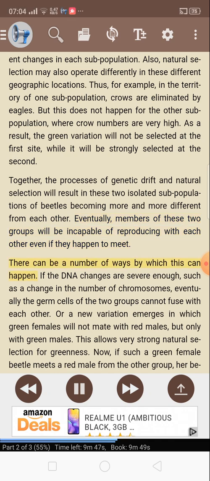There can be a number of ways by which this can happen. If the DNA changes are severe enough, such as a change in the number of chromosomes, eventually the germ cells of the two groups cannot fuse with each other. Or a new variation emerges in which green females will not mate with red males, but only with green males. This allows very strong natural selection for greenness.